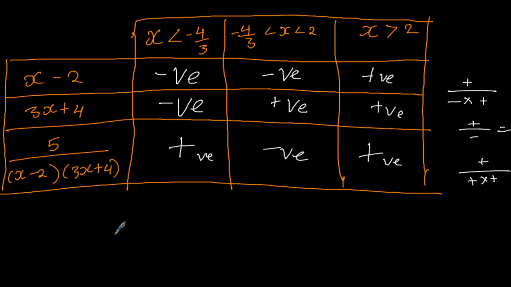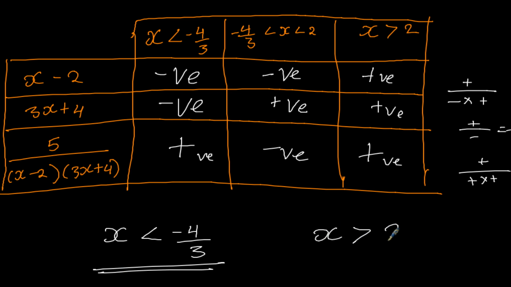The solution will be x is less than negative 4 over 3 and x is greater than 2. So those are the two inequalities.